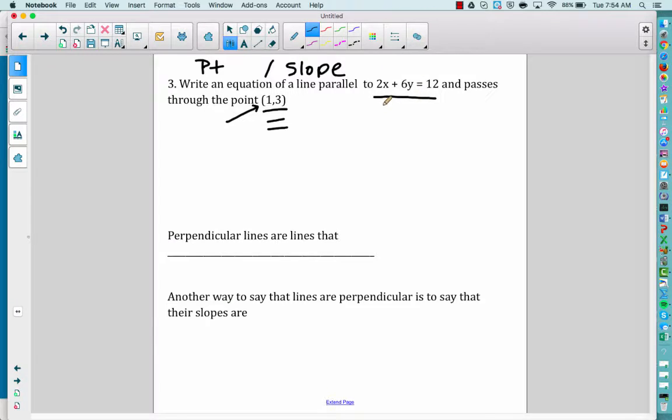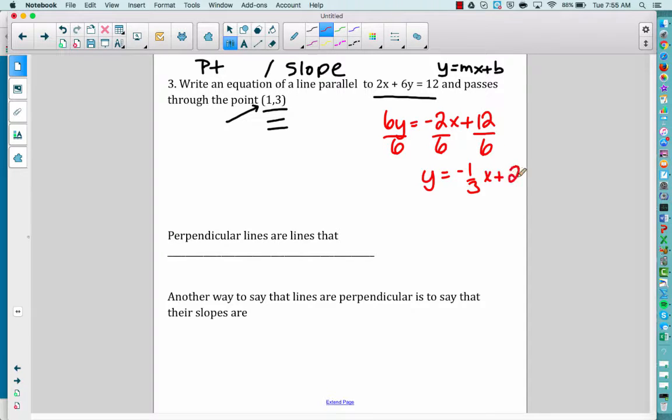So to find the slope, I have to put it in y equals mx plus b, right? Okay, so I'm going to solve for y. So I get 6y equals, I'm going to put that x in front so it's in mx plus b form. I'm going to divide by 6. And I get y equals negative 1/3 x plus 2. All right, I'm going to borrow the slope. So the slope has to be negative 1/3.